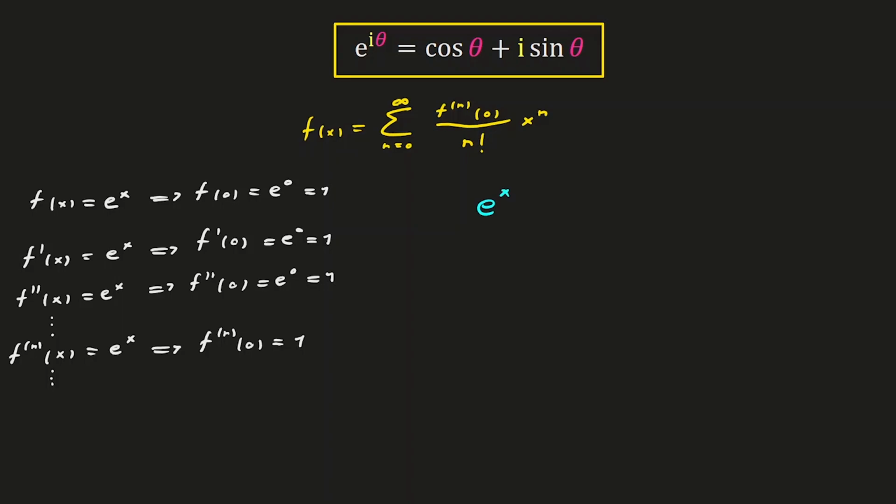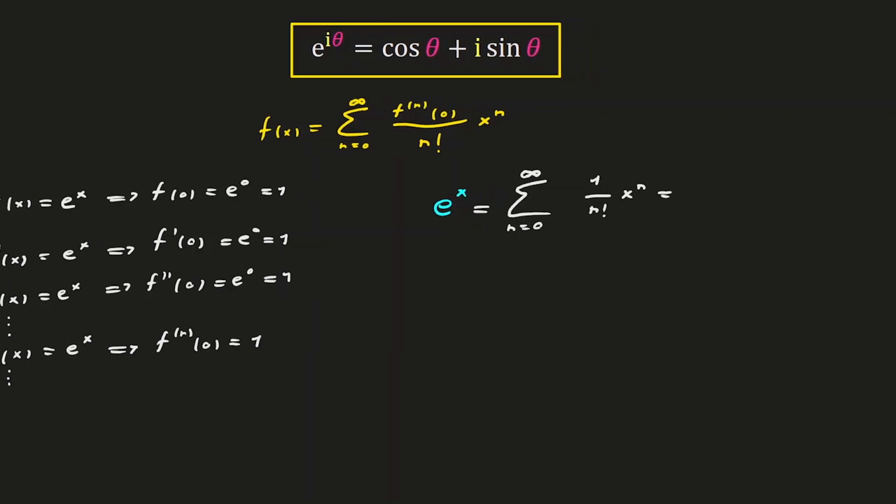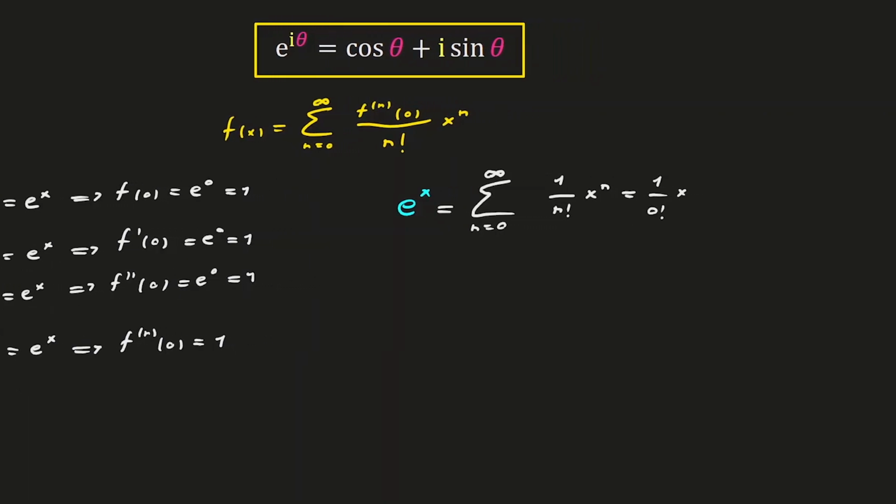So we know that our exponential function e to the x can be represented as the sum from n equals 0 to infinity of the nth derivative at x equals 0 of our function, that is 1 over n factorial times x to the n. And now let's expand this series just to make things more comfortable. This is for n equals 0, 1 over 0 factorial times x to the 0 plus 1 over 1 factorial times x to the first power plus 1 over 2 factorial x squared, and so on. Don't forget that those are infinite terms because this is an infinite series.